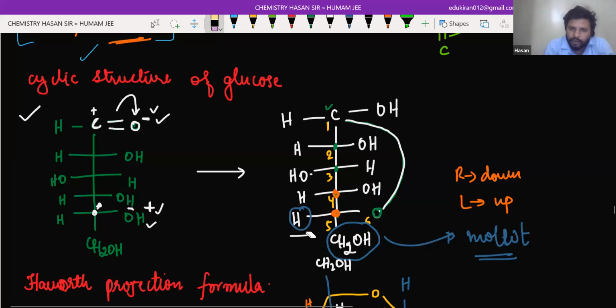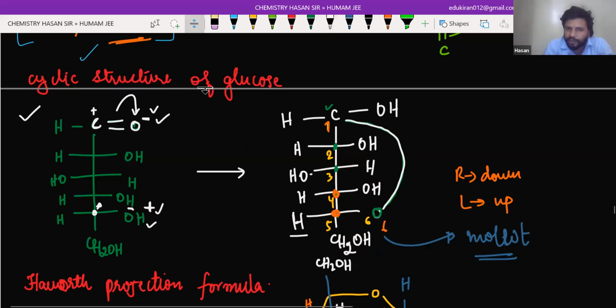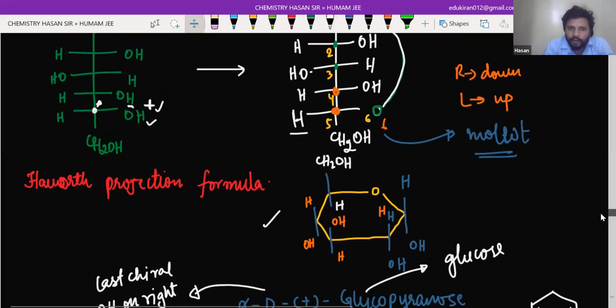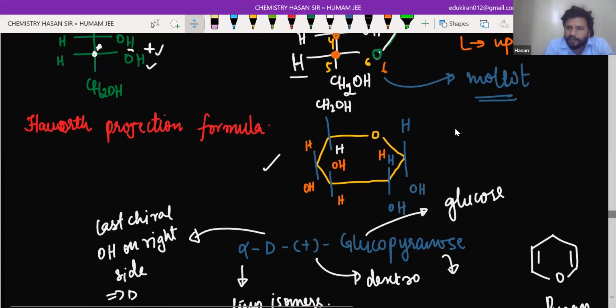Now, the most important point is how you are going to write it. Very simple. First you are going to number it from here, starting carbon 1, 2, 3, 4, 5 carbon, and the sixth atom in the cyclic ring is your oxygen. That means it is a heterocyclic structure. Now, how are you going to write it? The cyclic structure is known as the Haworth projection formula.